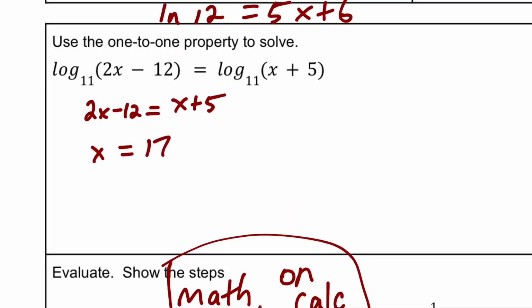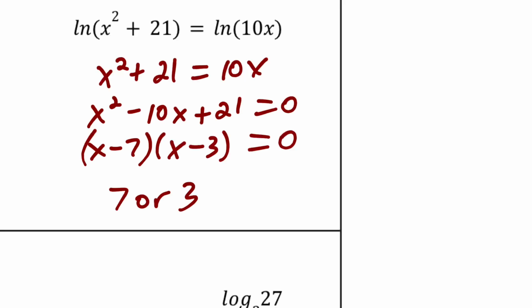The one-to-one property says if you have the log base 11 of two things and they're equal, you can set those equal to each other. So 2x minus 12 is x plus 5. Solve for x, you get 17. The same thing is true with the natural log. We can set the x squared plus 21 equal to the 10x. This becomes a quadratic. We set it equal to 0. We use the x game to figure out. Our answers are 7 or 3.